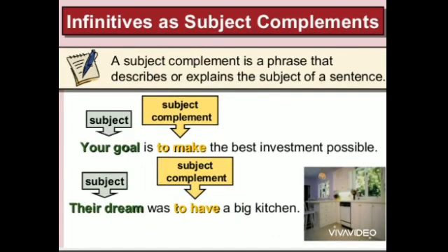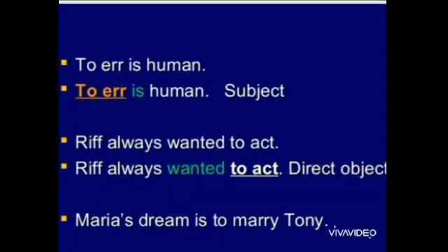Infinitives act as subject complements. A subject complement is a phrase that describes or explains the subject of a sentence. Your goal is to make the investment possible. So the subject is your goal and the subject complement will be to make. Their dream was to have a big kitchen. Their dream is the subject and to have is the complement.